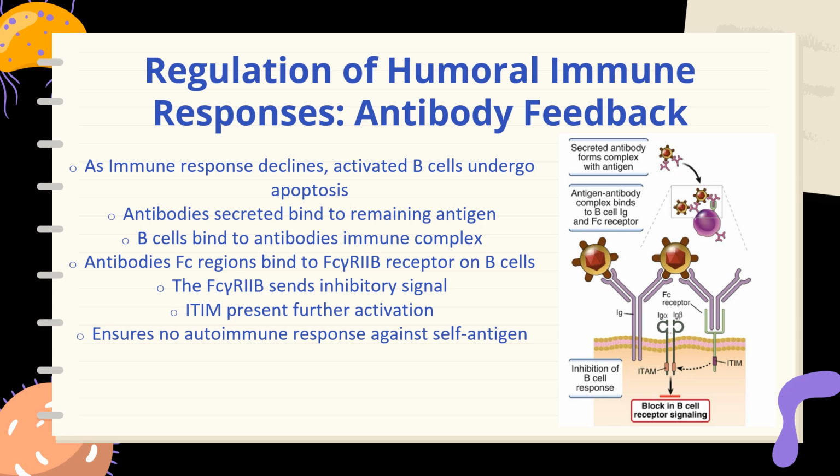This receptor sends inhibitory signals to the B cell, preventing further activation and stopping antibody production via the immunoreceptor tyrosine-based inhibition motif, or ITIM. This process is known as antibody feedback, which regulates B cell activation once the antigen has decreased and ensures that no autoimmune response is developed against self-antigens.